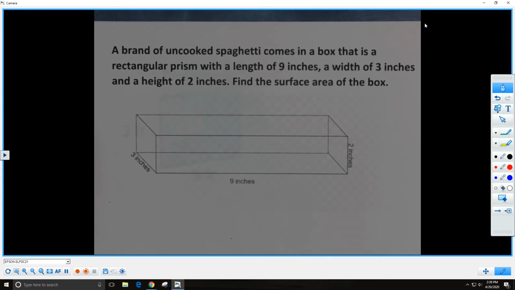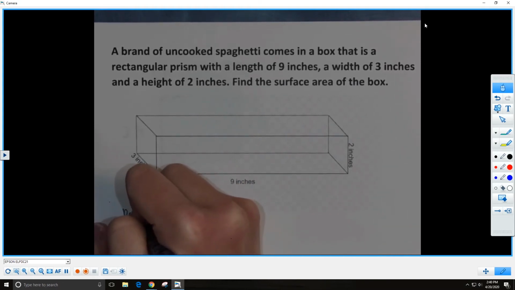In order to find the surface area, we will need to find the area of all the faces of this rectangular prism. So what shapes make up this solid? Yep, all of those faces are rectangles. Good job. So how do we find the area of a rectangle? Right, length times width. We find the product of length and width. So we're going to organize our work by finding the area of the top and bottom of the box first.